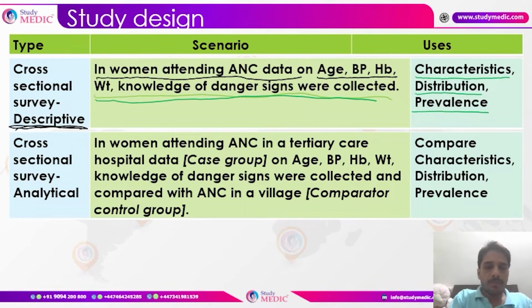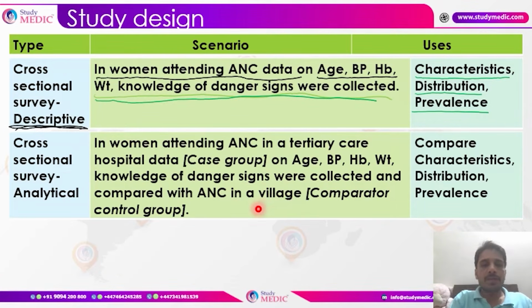Now observe the second scenario. Here, in women who are attending the ANC in a tertiary hospital, that means in a particular locality, here a case group, hospital case group it is called. Age, BP, hemoglobin, weight, knowledge of danger signs were collected. Now it is again compared with another ANC in a village.